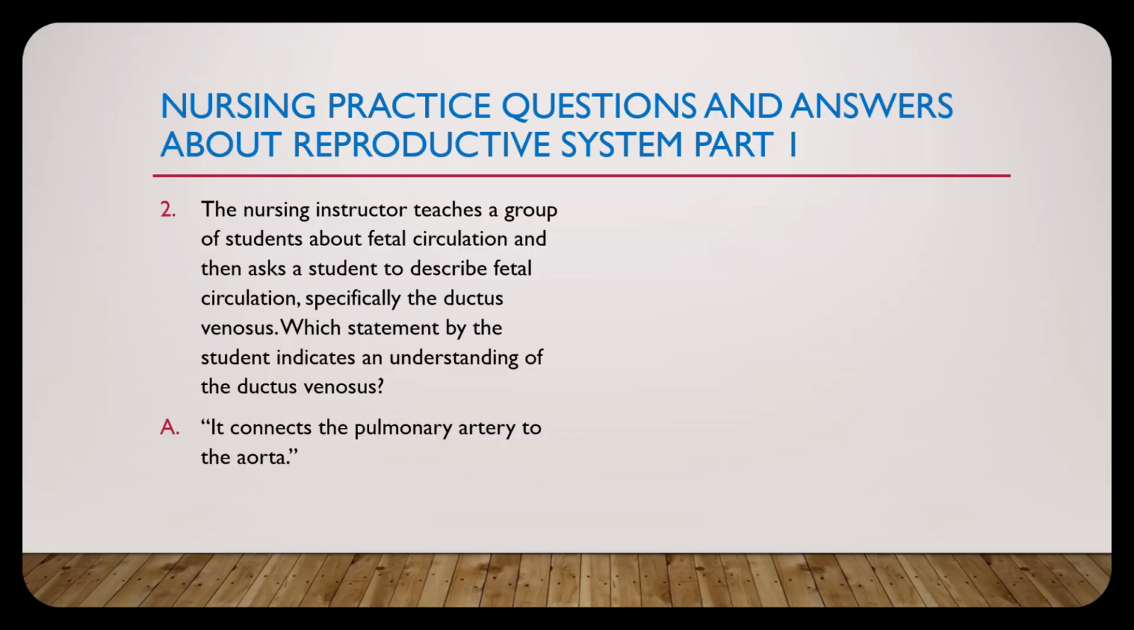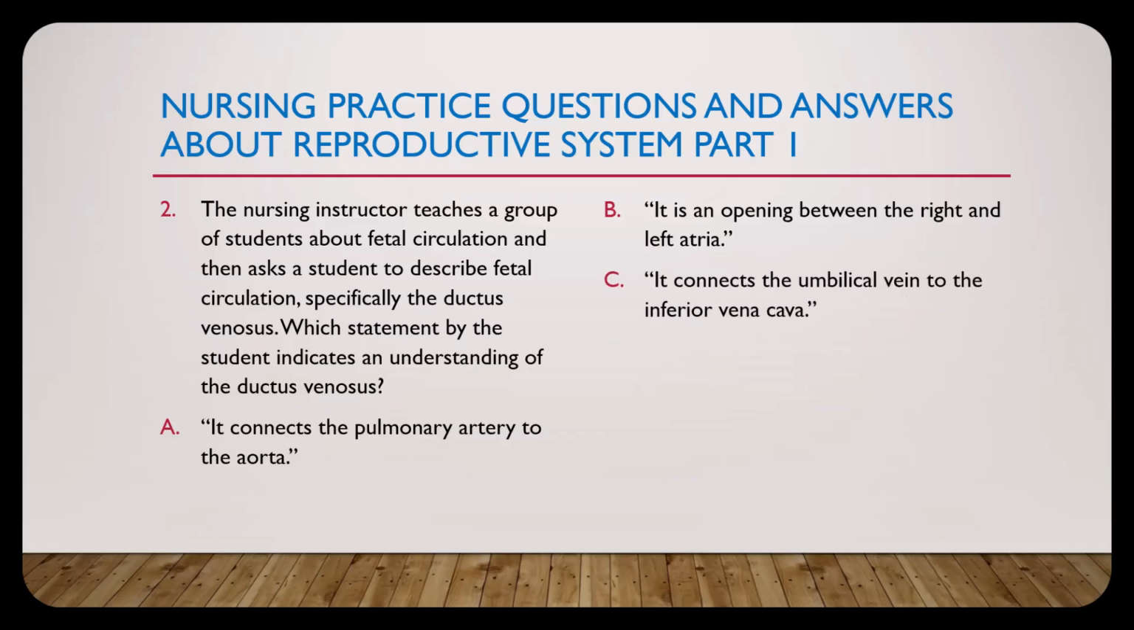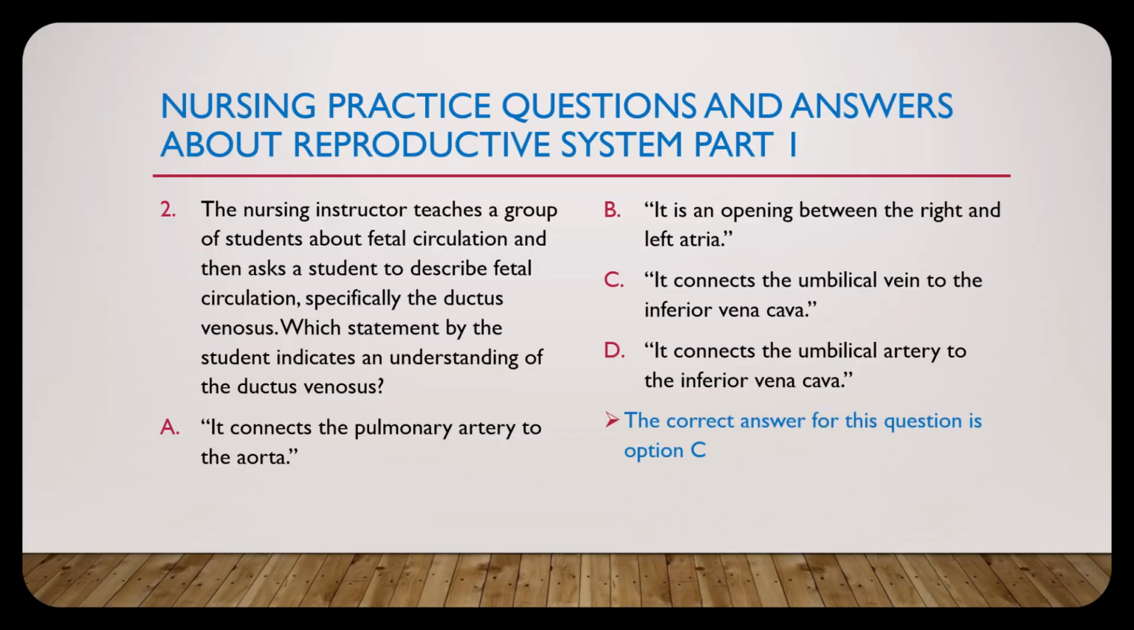Option A, it connects the pulmonary artery to the aorta. Option B, it is an opening between the right and left atria. Option C, it connects the umbilical vein to the inferior vena cava. Option D, it connects the umbilical artery to the inferior vena cava. Now for this question, the correct answer is option C. It connects the umbilical vein to the inferior vena cava.